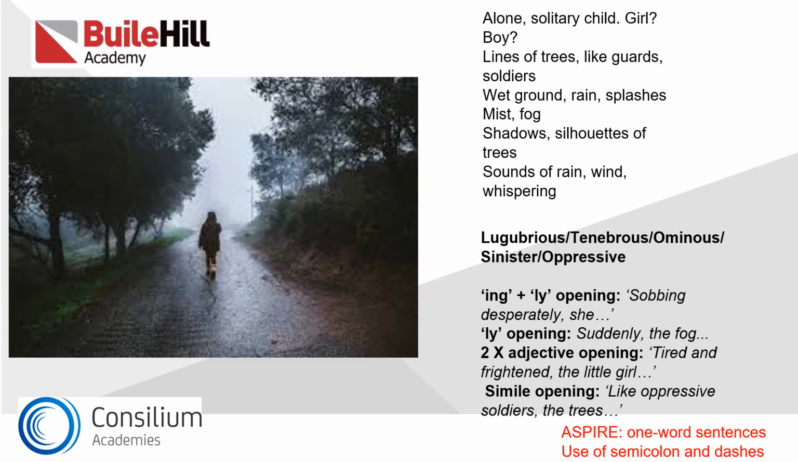So what I'll ask you to do now is I want you to write a short descriptive piece based on this image. It doesn't have to be a story, it can be just a descriptive piece, but don't start listing what's in the image. That's not going to be a good description. It could be just a part of a story, maybe using the ideas that I've put there about a child who is alone, or a solitary child, a girl or boy, then maybe the lines of trees. Put those ingredients together using the openings and aiming for the red at the bottom, the aspire.